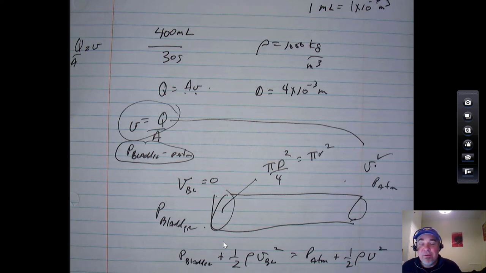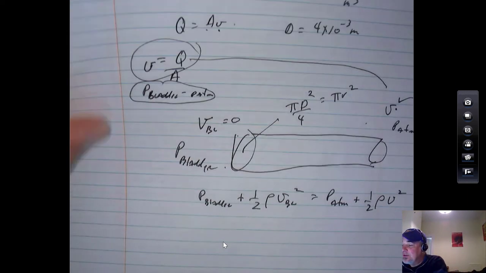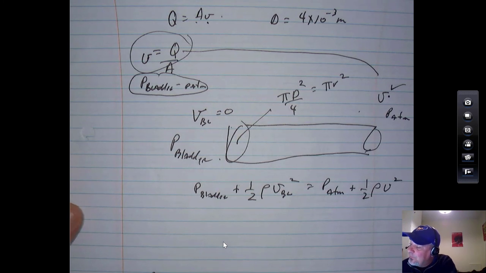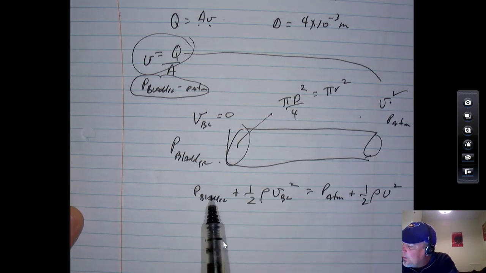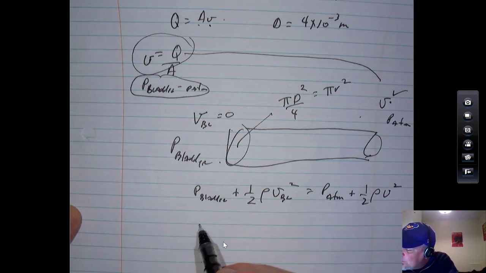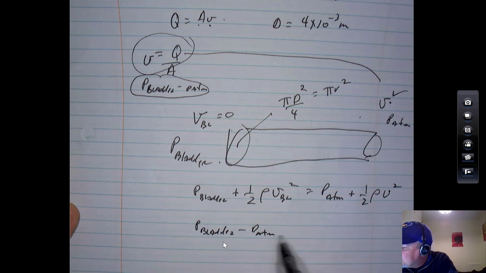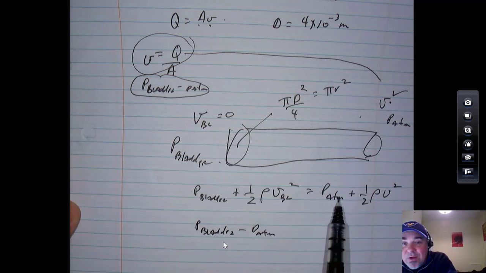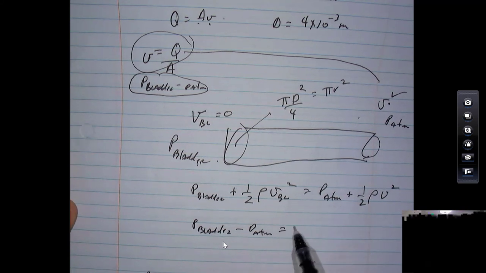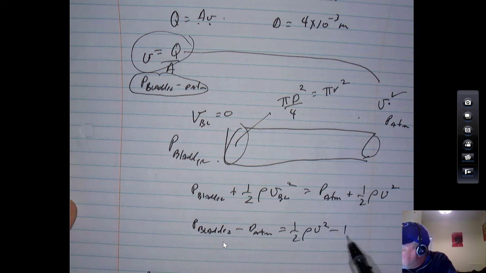And we're trying to figure out the difference between bladder pressure and atmospheric pressure. So we don't have to figure out this and this independently. We just want to know the difference. Bladder pressure minus atmospheric pressure. That's what they're asking about. So I'm subtracting this from both sides. That would be equal to 1/2 rho v squared minus 1/2 rho v bladder squared.